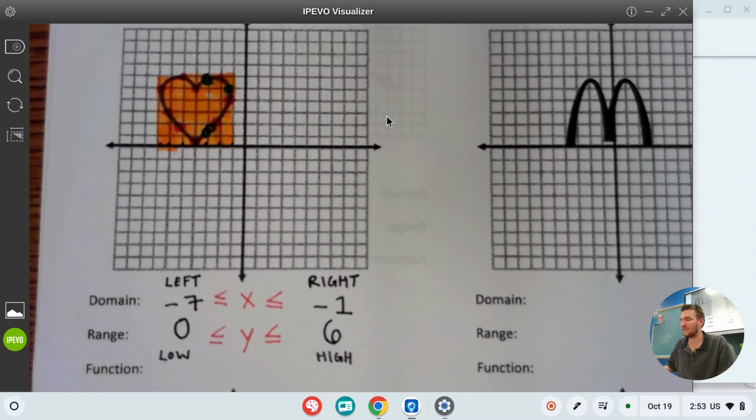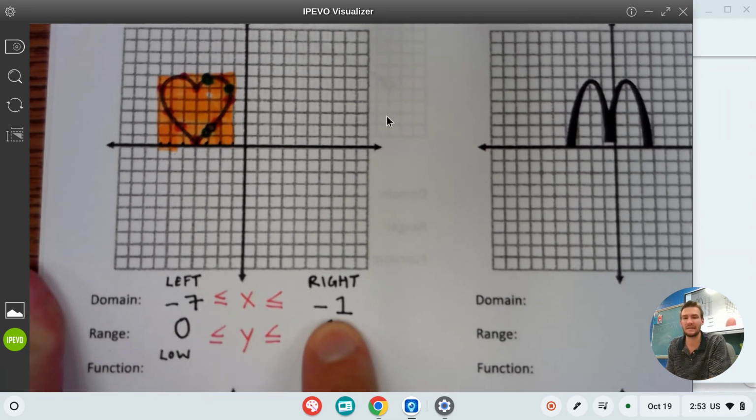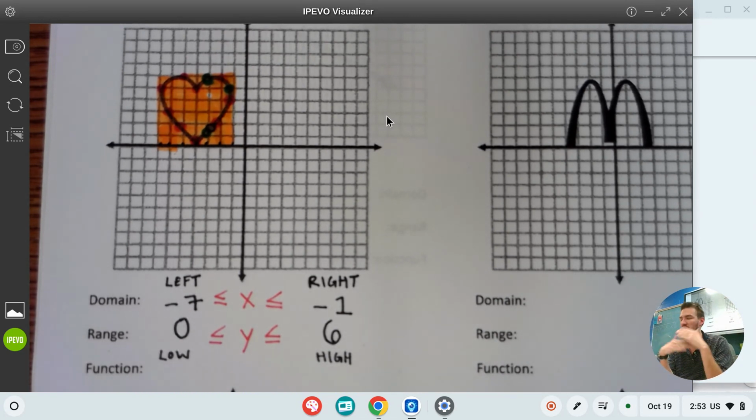So, the reality is, take a deep breath. Literally, you just had to figure out what was the left side of the heart, what was the right side of the heart, what was the bottom of the heart, what was the top of the heart. That's the 4 numbers. That's all we had to do.